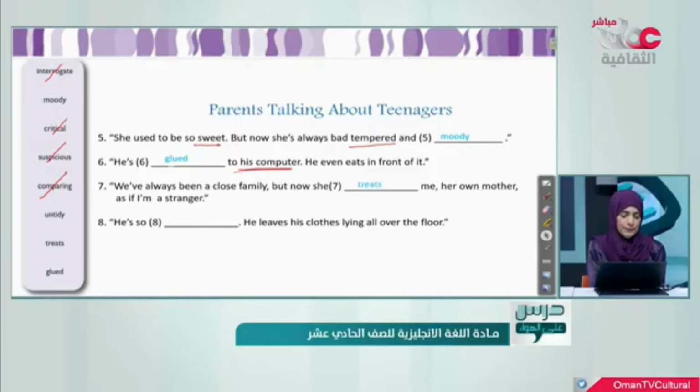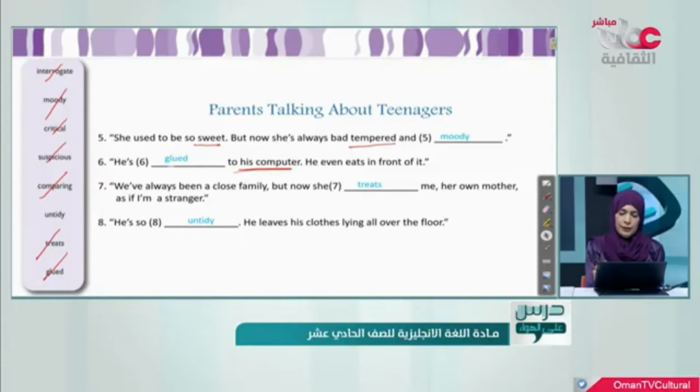Treats. Number 8. He is so. I need to have an adjective here. What kind of adjectives is left? I finished glued, treats, and moody. Let's check untidy. He is so untidy: he leaves his clothes lying all over the floor. So untidy is the last choice that we have, and it is the correct answer.